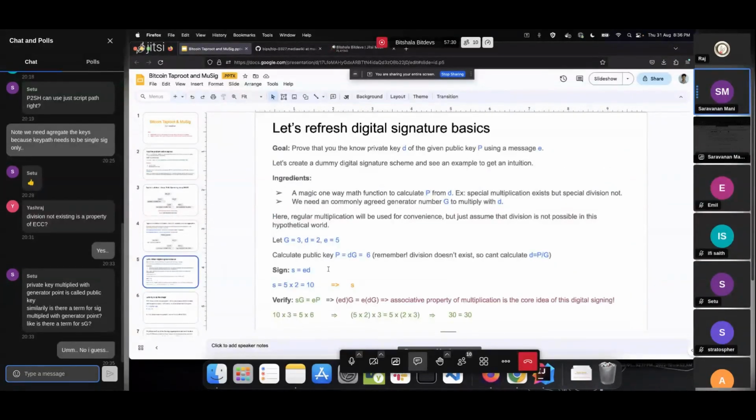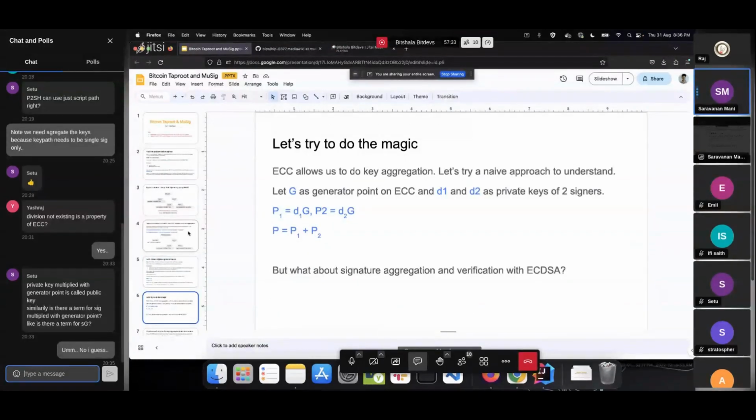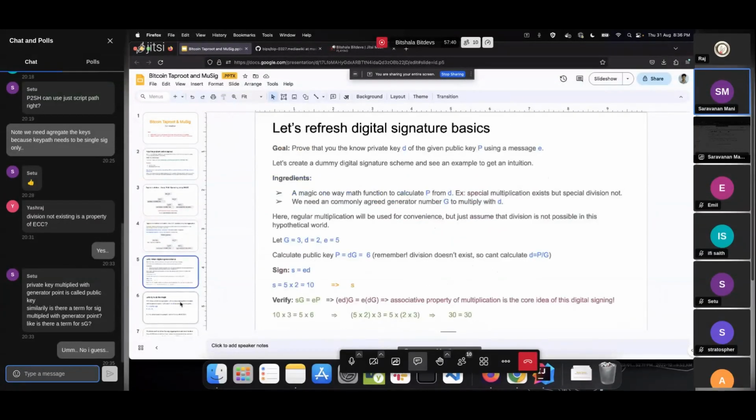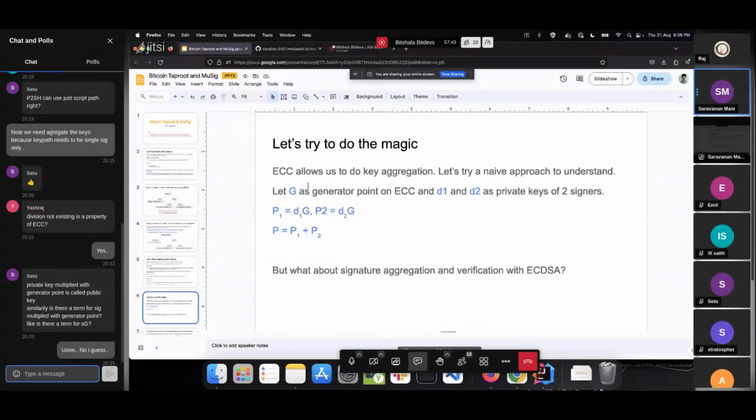Since we just understood a digital signature, let's try to understand the magic we discussed, where we do the key aggregation and the signature aggregation and everything else. As I mentioned, elliptic curve cryptography, or ECC, provides the special mathematics that allows a unique multiplication on points, which is not a regular multiplication. That multiplication is possible, but division is not possible. That is the basic ground that ECC gives us.